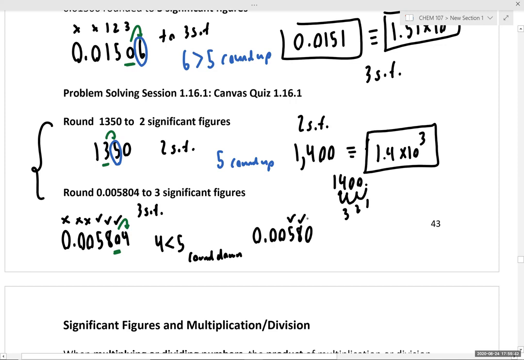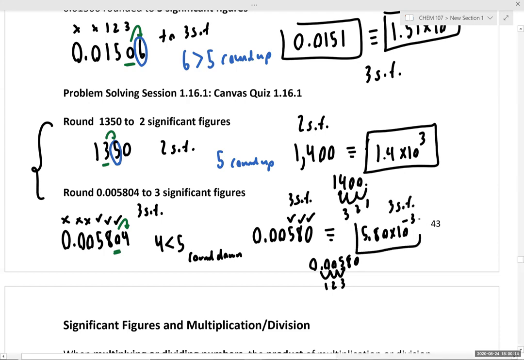As we see, this number has 3 significant figures. And we need these leading placeholder zeros to note that we have a small number. We can also rewrite this number in scientific notation, and that gives us 5.80 times 10 to the negative third. And we can very clearly see here, this number has 3 significant figures. Does this make sense to everyone so far? Any questions on these examples?